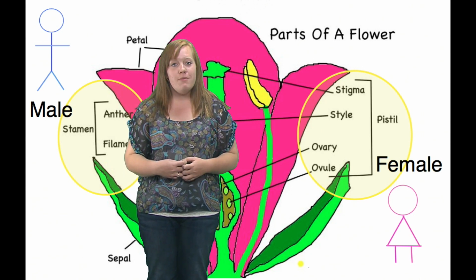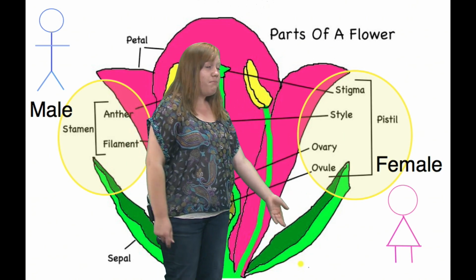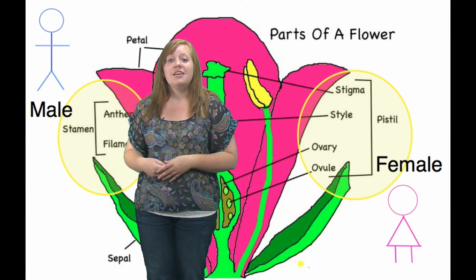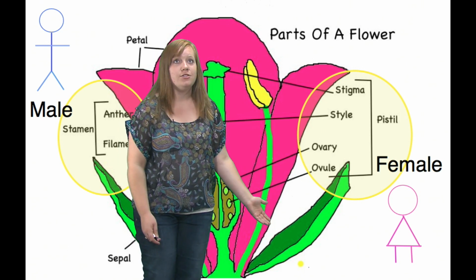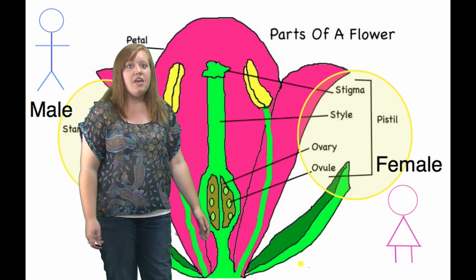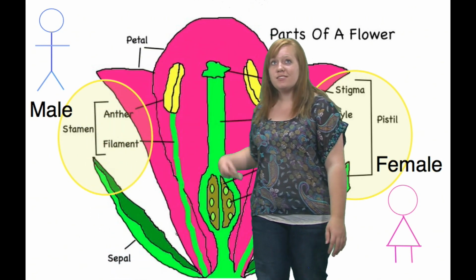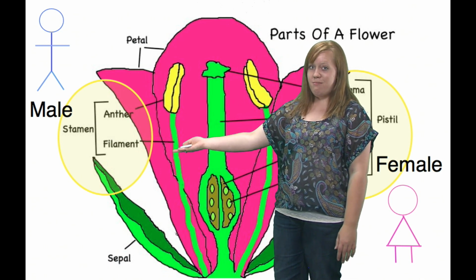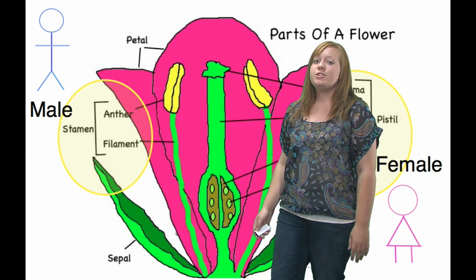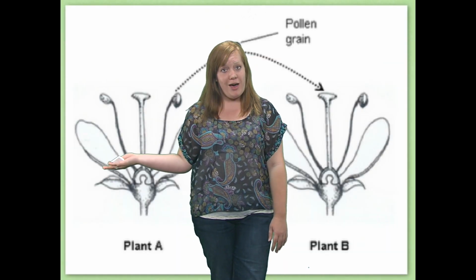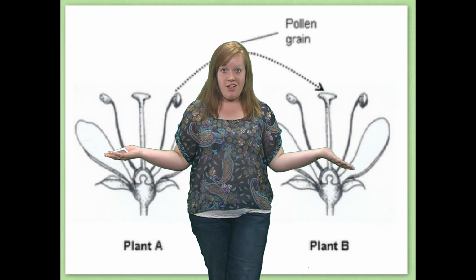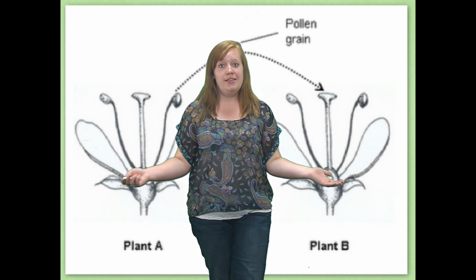Most flowers have four main parts: sepals, petals, stamens, and pistils, right there. The pistils are the female reproductive part, and the stamens, right there, are the male reproductive part. The stamens produce a sticky powder called pollen, hence the term pollination. In order for a new seed to form, the pollen from the stamen of one flower must be carried to the pistil of another. This can happen in two different ways.